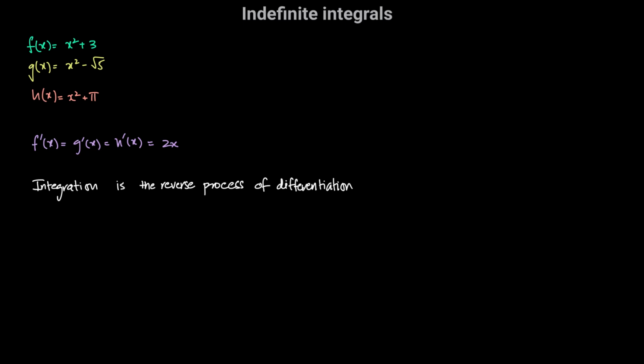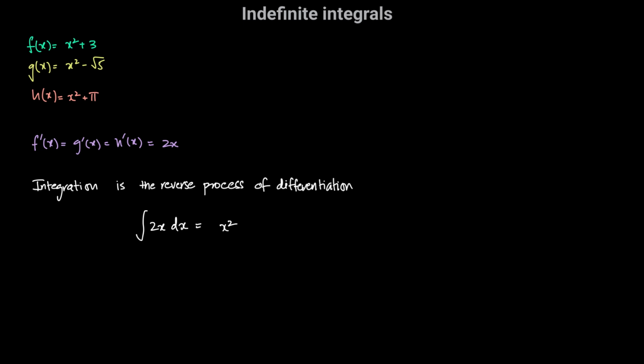Integration can be thought of as the reverse process of differentiation. The symbol that we use for integration is this long s. What we're doing here is we're integrating 2x with respect to x, so we say dx. And what that does is it reverses the process of differentiation. So for these functions, when we took the derivative of these functions, the derivative was 2x. If we integrate 2x with respect to x, we get back x squared.